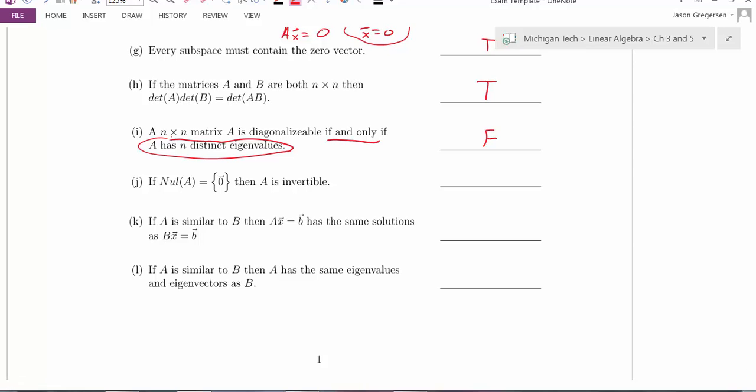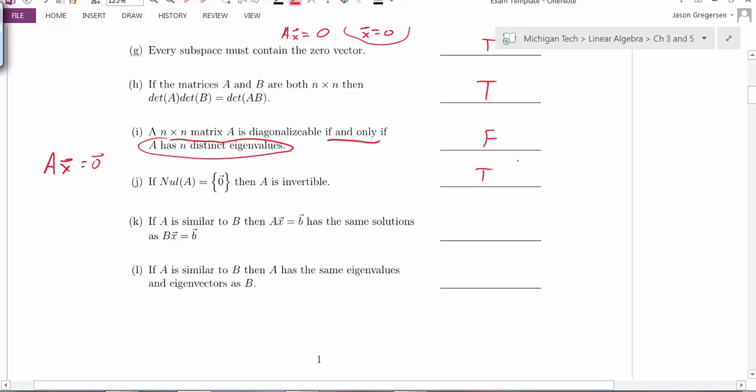J says if the null space of A is equal to the zero vector, then A is invertible. So what is this one saying? Well, the null space is the set of all x's such that Ax equals 0. So all the x's that map to the zero vector. So they're saying if the null space is only the zero vector, that's another way of saying that the homogeneous equation has only the trivial solution, and that is one of the properties stated in the invertible matrix theorem. So this would be true.